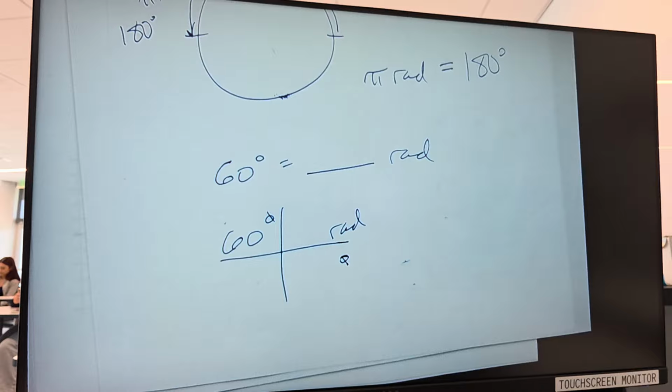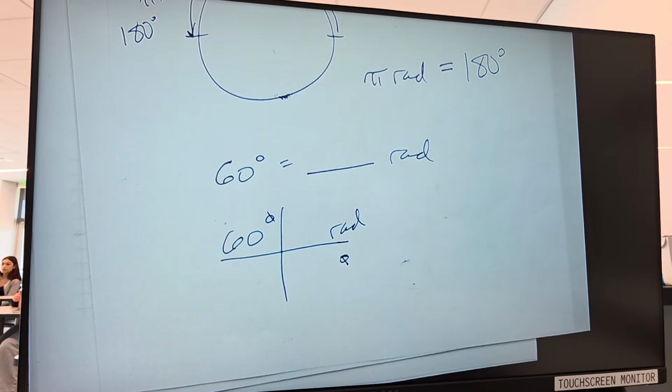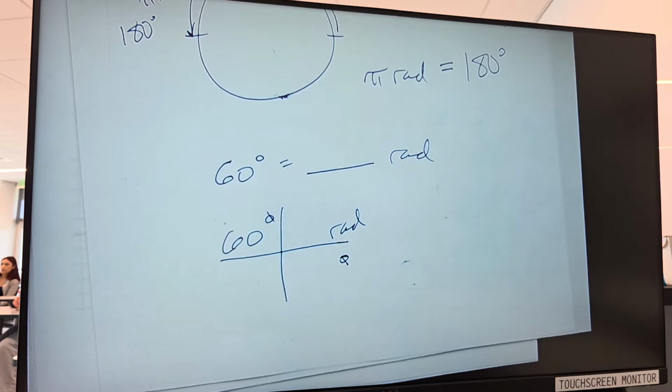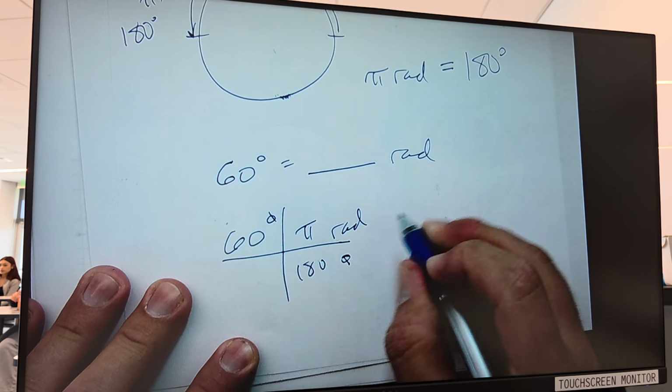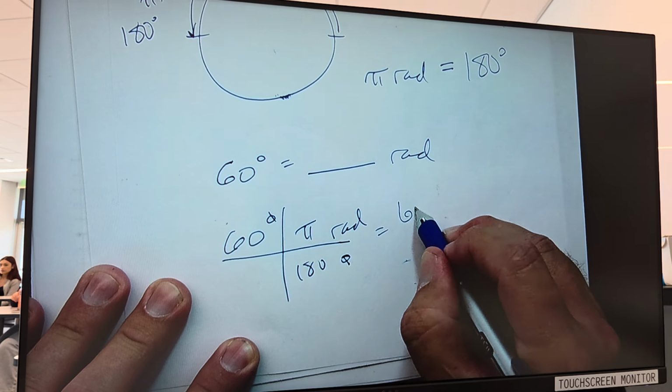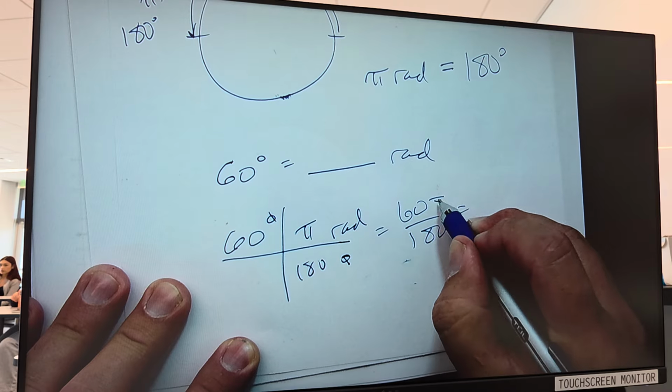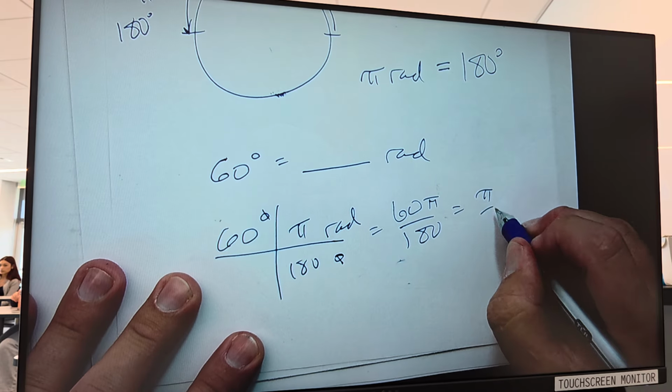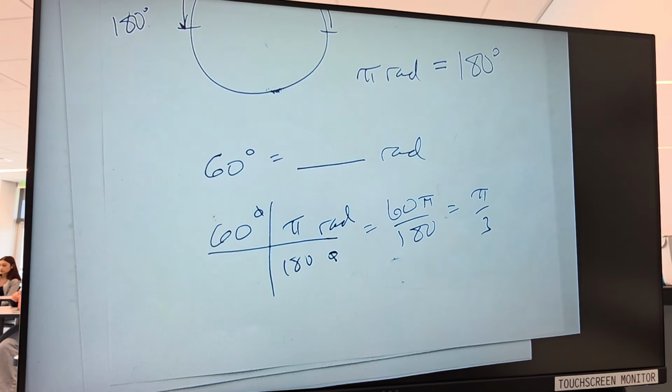Now you just fill in the numbers in the right place. How many radians is how many degrees? What's the thing we just came up with? Pi radians is 180 degrees. I get 60 pi over 180. Can I reduce that? Pi over 3. So 60 degrees is pi over 3 radians.